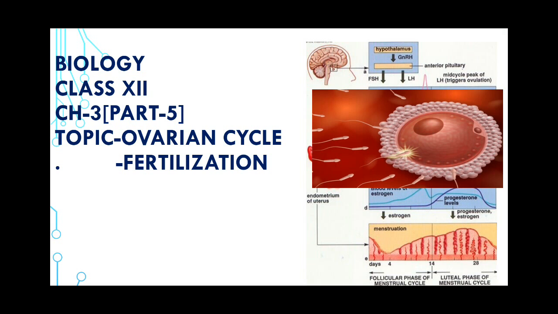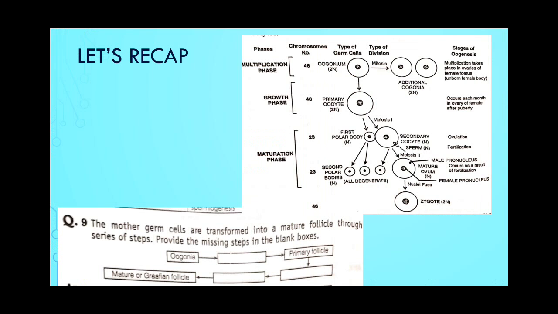So today we will be starting with the next topic, that is ovarian cycle and fertilization. Now before starting, let's recap what we have studied. We studied that oogenesis is a process of formation of the female gamete, which occurs in the ovaries, the female gonads, and it consisted of the multiplication phase, growth phase, and the maturation phase, where we saw how certain cells of the germinal epithelium then form.